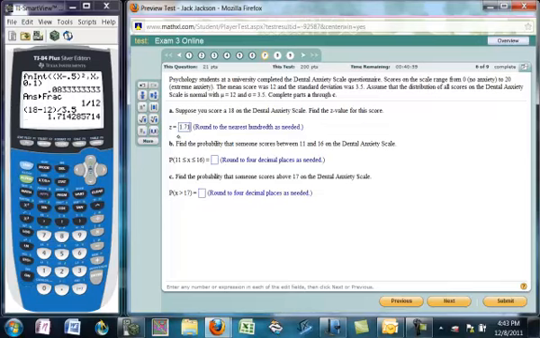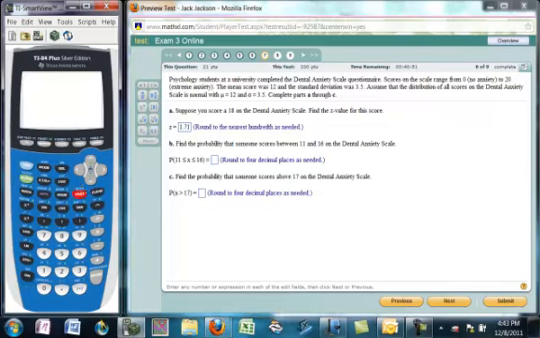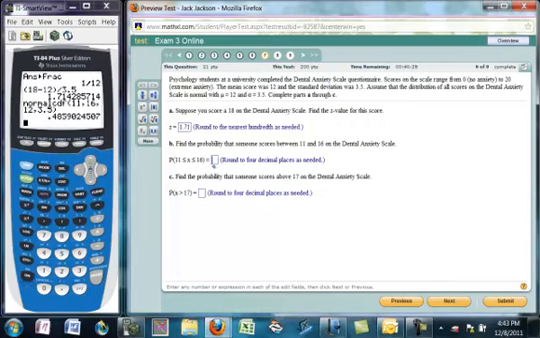Find the probability that someone scores between 11 and 16. Well, this is a probability on a normal. We can find that by going to second variables, which is distribution, and normal probabilities, we do number 2 when we're actually computing the probabilities, a CDF. And we just tell it the limits. We go from 11 to 16, and we give it the mean, which was 12, and the standard deviation, which is 3.5. Okay, about just a little under a half. To 4 decimal places, 0.4859.